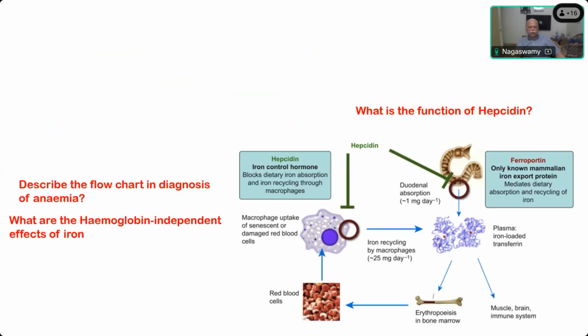So once again, we'll go back to the original slide. So what is the function of hepcidin? What is hepcidin, first of all? It's a hormone secreted from the liver, which inhibits the absorption of iron. To inhibit the absorption of iron from the small intestine.